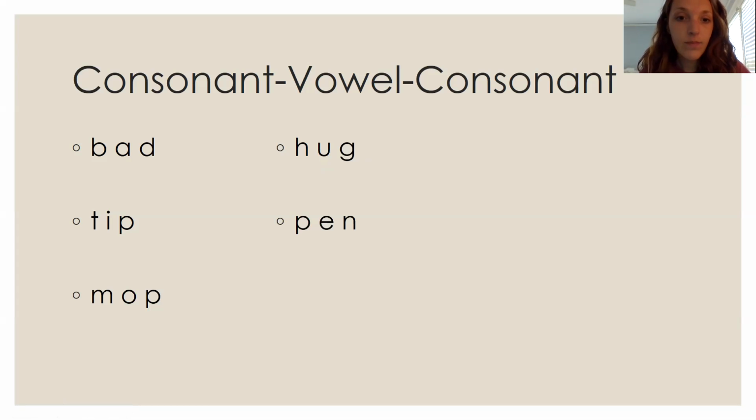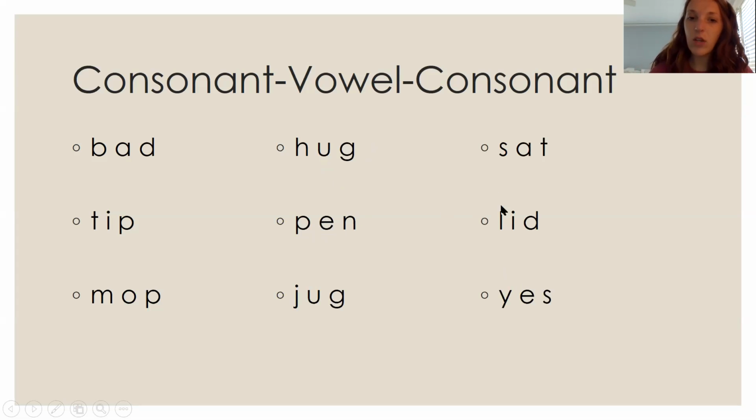We say hug. And here is pen. Pen has a short E sound because there is an N consonant closing it in. Same with jug, with sat, with lid, and with yes. Do you notice that? Our vowels in all of these words are in the middle. A, E, I, O, and U are our vowels. And they all have a consonant at the end closing it in. And that tells you to read the vowel as a short sound.